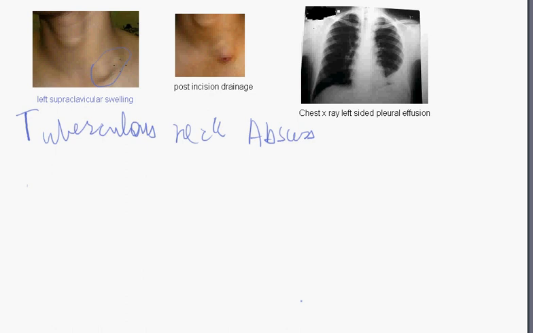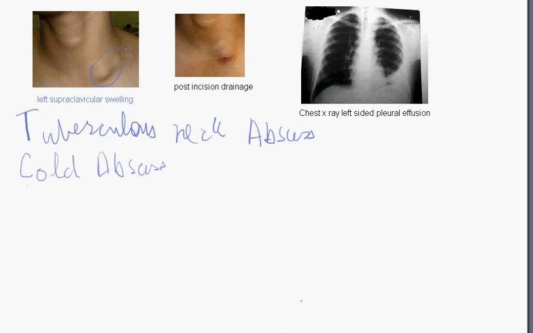On examination, the swelling was soft, fluctuating, and that revealed underlying fluid. Now, patient did not have any acute inflammatory signs, and these swellings are known as cold abscess, which is typical of tuberculous abscesses.